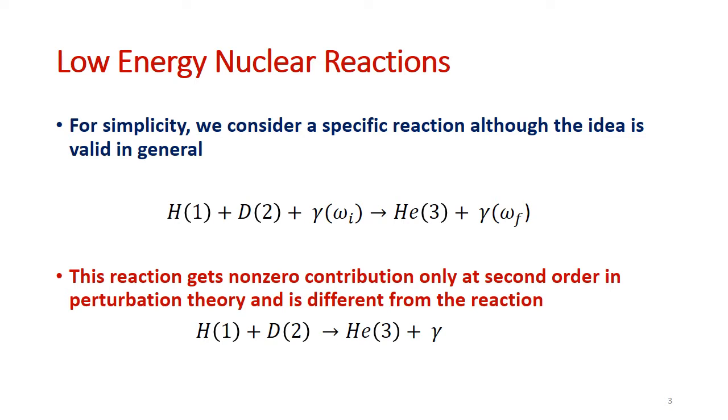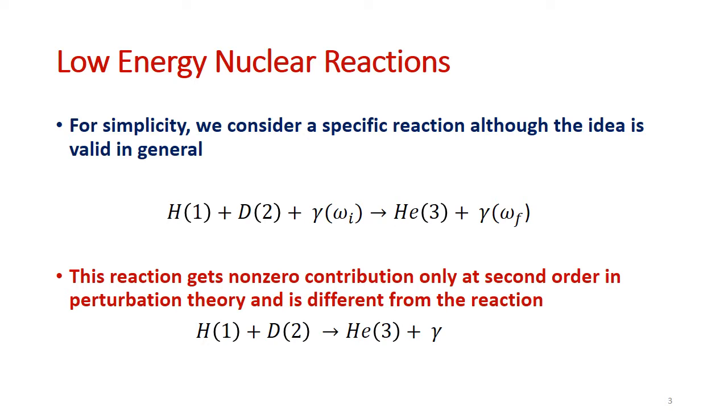This reaction is different from the standard fusion reaction that is studied, for example, in astrophysics, in applications to stars. In that case, you just have a hydrogen and deuteron fusion to form helium-3 with emission of a photon. So this standard reaction gets dominant contributions from the first order in perturbation theory, because it has to emit one gamma. So you need electromagnetic interactions at first order.